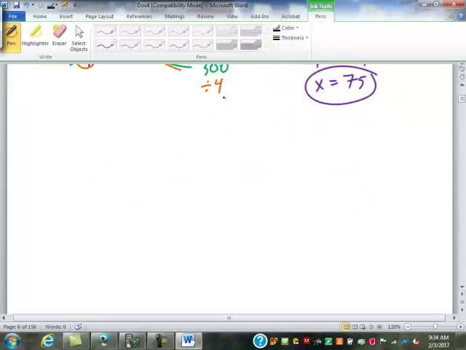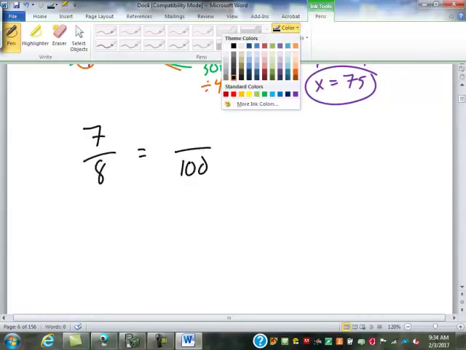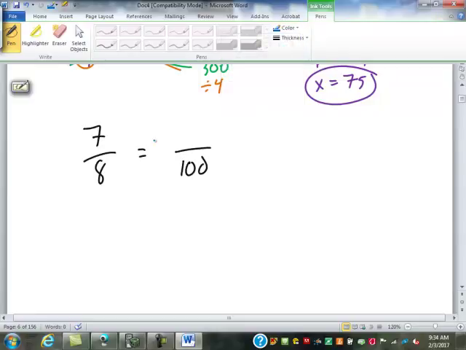So if we have 7/8, we set that up as 7 over 8 equals how much out of 100? Cross multiply and divide, you get 87.5. So 87.5 out of 100, which is 87.5%.